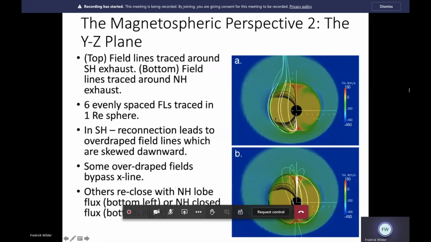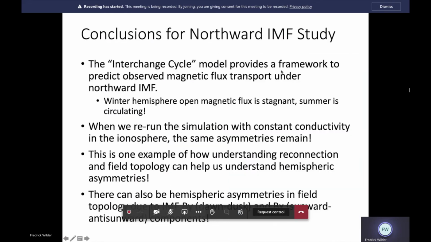And so you can see this from another angle. This is looking at the Earth straight from the sun. You can see all these overdraped flux, some of which will circulate around and never reconnect. So the overdraped flux just keeps circulating in the summer while it just sits there in the winter. And so this reconnection interchange cycle that's interhemispheric can actually create asymmetries in how the ionosphere behaves and convects. And that's just due to the topology of the magnetic field and where reconnection is happening.